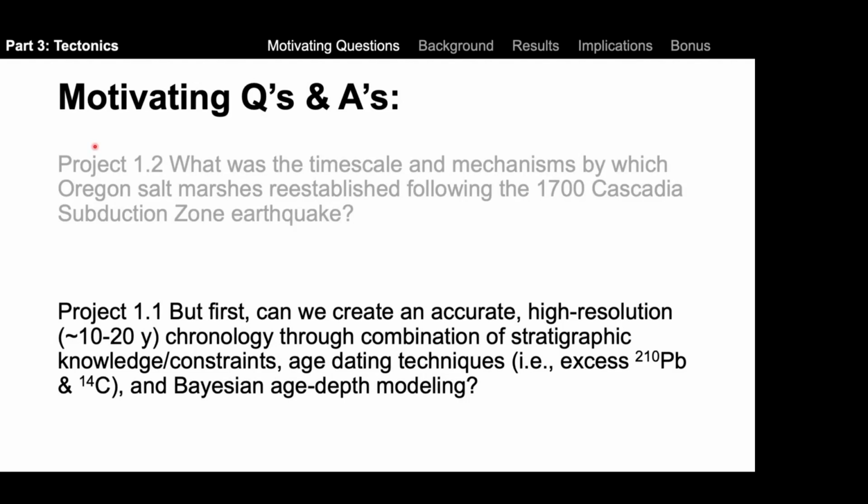But to be able to address the first question that I posed, we actually have to address this first question, which is whether or not we can create a roughly decadal age depth model for the last 300 years. And so I propose to do that using a combination of excess lead-210 and very high depth resolution radiocarbon dating.